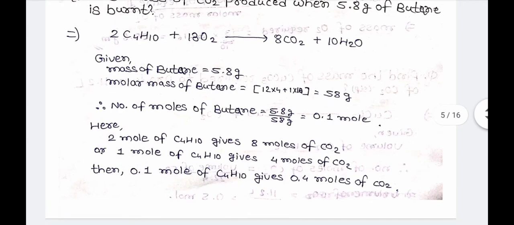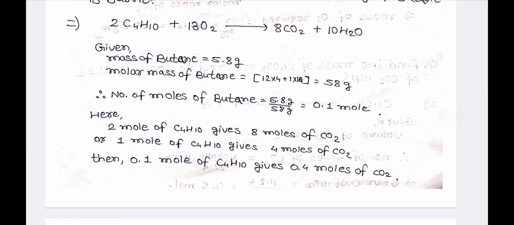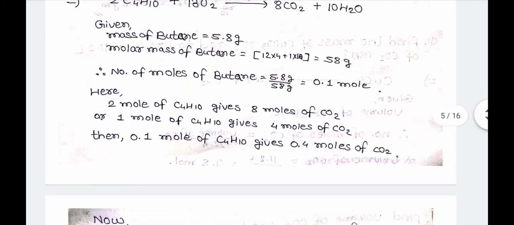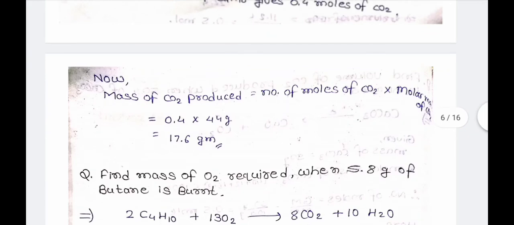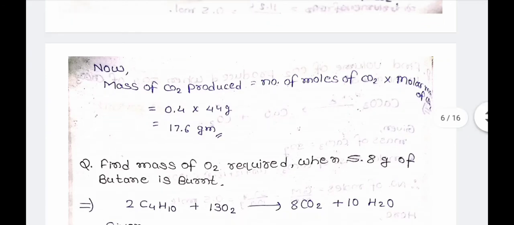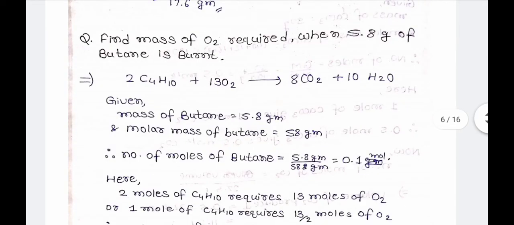Here 2 moles of C4H10 give 8 moles of CO2, or 1 mole of C4H10 gives 4 moles of CO2. Then 0.1 mole of C4H10 gives 0.4 mole of CO2. Now the mass of CO2 produced is equal to number of moles of CO2 into molar mass of CO2, which is equal to 0.4 into 44 gram, equal to 17.6 gram.